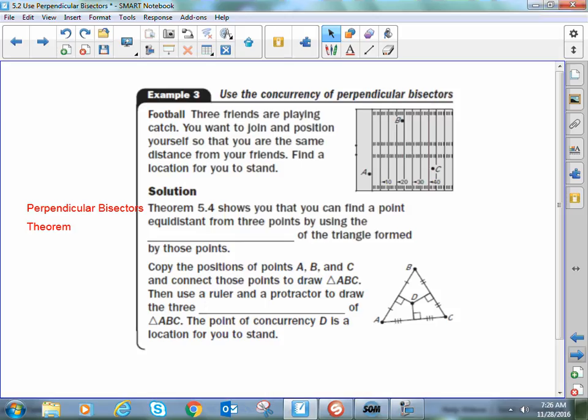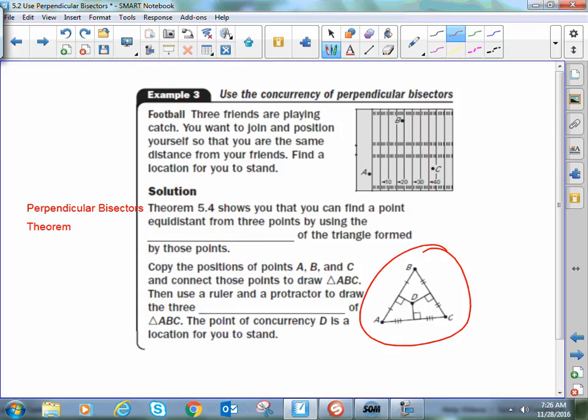Down here in the diagram, this is what they're showing you, that you should be right here at point D. Looking here, these are what we're going to be looking at to fill in the stuff here. You would essentially be the point of concurrency of the three perpendicular bisectors of the triangle that is created with the three friends playing catch.